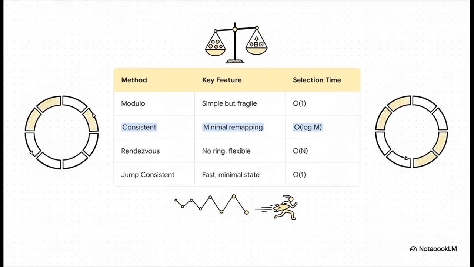Now, to be fair, it's not the only way to solve this problem. There are other cool techniques out there, like rendezvous hashing or Google's jump consistent hash. They all have their own unique pros and cons. But this simple, elegant, circular model of consistent hashing has really stood the test of time. It just hits this sweet spot of performance and flexibility that makes it super popular.